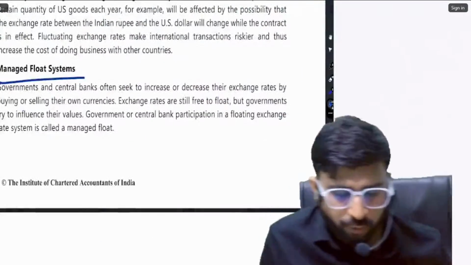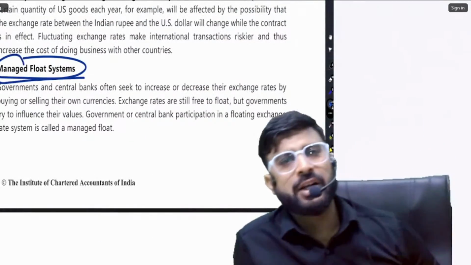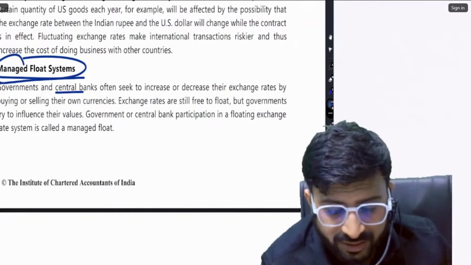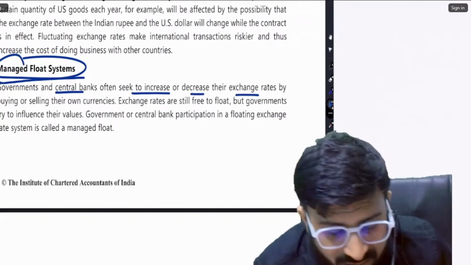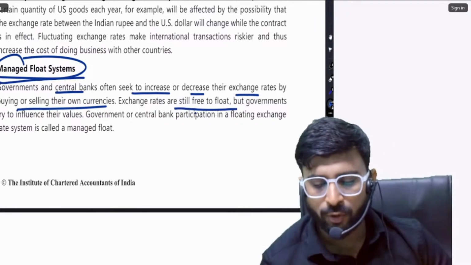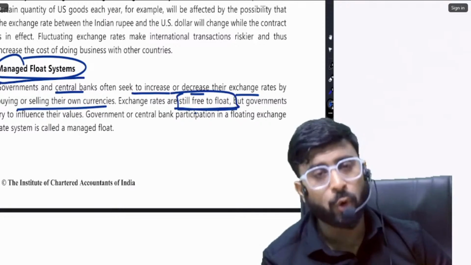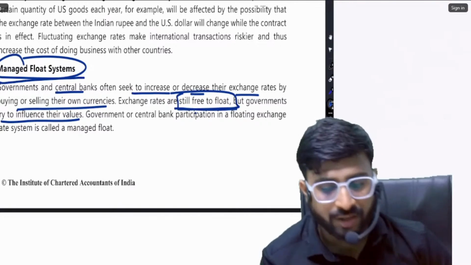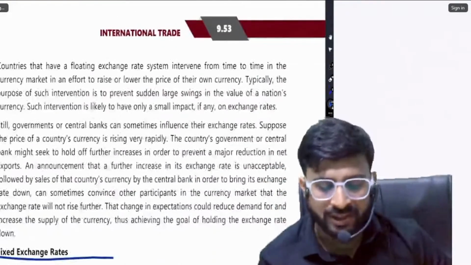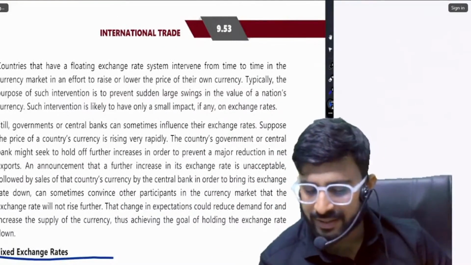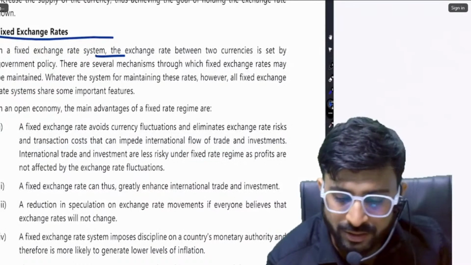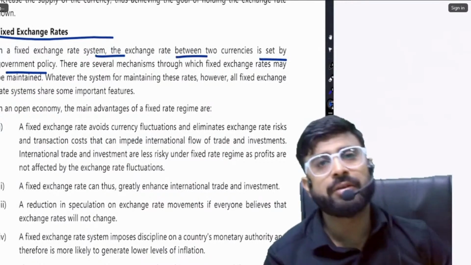Then we move to the managed float. We have already written this, we are just revising from the material. Government and central bank often seek to increase or decrease their exchange rate by buying or selling their own currency. Exchange rates are still free to float, but governments try to influence their values. It is also called managed float because government sets the limit, that is the ceiling. And what is a fixed exchange rate system? The exchange rate between two currencies is set by the government.